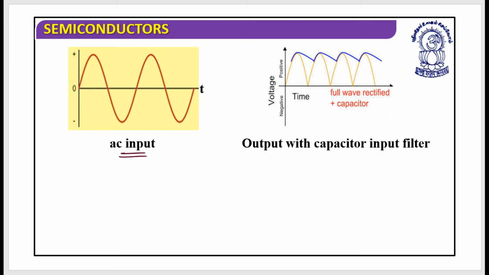This is the AC input, and you can see in yellow color that this is the output of the rectifier stage alone. And now if I pass this through the filter circuit, then the output would be something like this blue colored one. Yes, so this is the DC we are talking about.